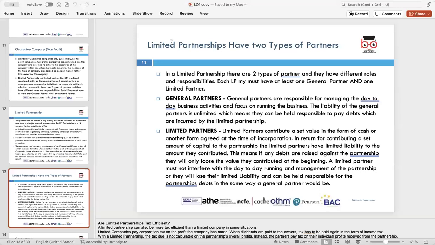In order to avoid losing their limited liability and being held accountable for the debts of the partnership in the same manner that a general partner would be, a limited partner must refrain from interfering in the day-to-day operating and management of the partnership.